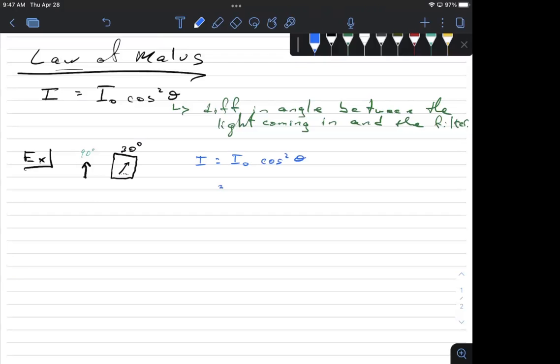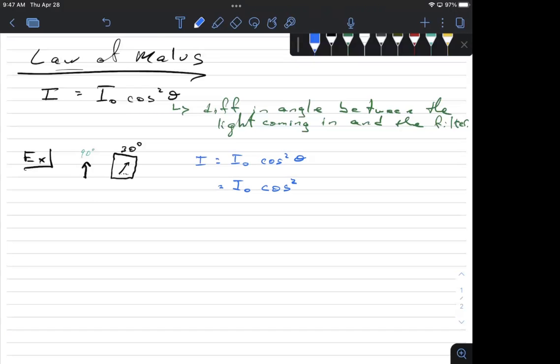All right, well, initial intensity times. We have light at 90 degrees. It's vertically polarized light. Vertical means 90 degrees. It's trying to get through a filter, which is polarized at 30 degrees. So if I'm trying to get through a filter, I need a cosine squared for the filter. And what's the angle? The angle is the difference between the light coming into the filter and the filter itself.